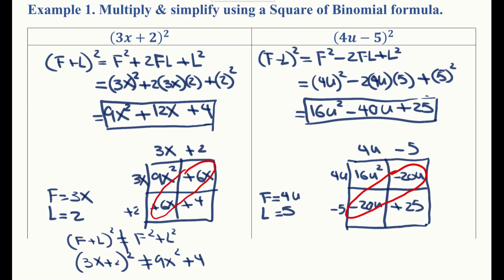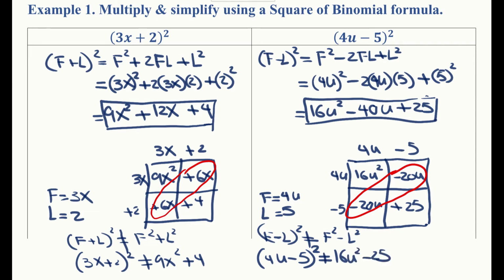And of course, no difference when it comes to the f minus L case, the quantity f minus L squared. This also is not f squared minus L squared. So when you see 4u minus 5 being squared, you don't want to say that's 16u squared minus 25. As you have seen, that is completely false. So make sure you don't fall for these two very common errors.